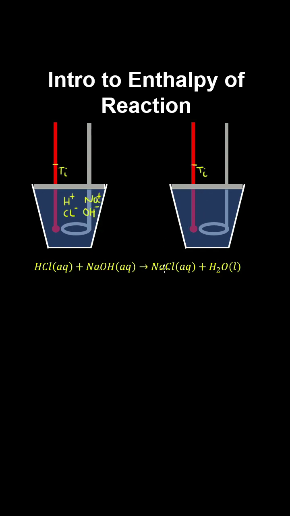Suppose we have this neutralization reaction where solutions of hydrochloric acid and sodium hydroxide are mixed together. And after the reaction takes place, you obtain dissociated sodium and chloride ions in solution and H2O molecules, which gives the final temperature reading.